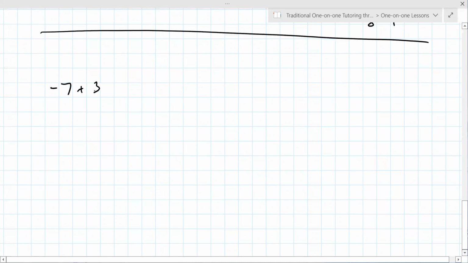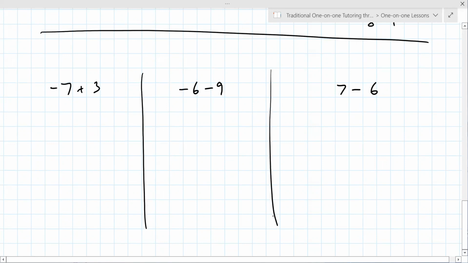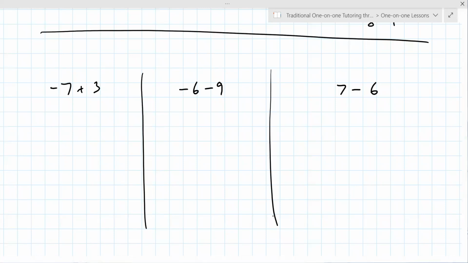Okay, so let's have you try a couple of these problems. Let's go -7 plus 3, -6 minus 9, and 7 minus 6. Go ahead and try these 3 on your own. And you're using the approach that we've been talking about, whether they're opposite in sign or same sign. What do you do in each case? Okay. It's opposite, so you subtract larger to small. Would that first one be -4? It is -4. That is correct.